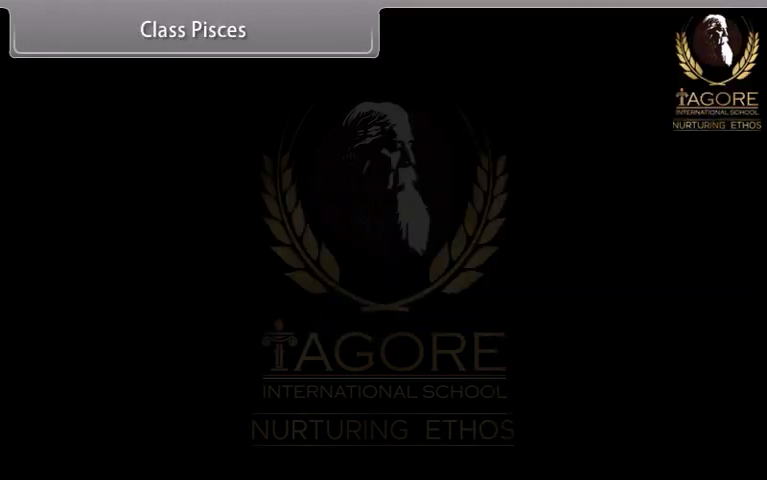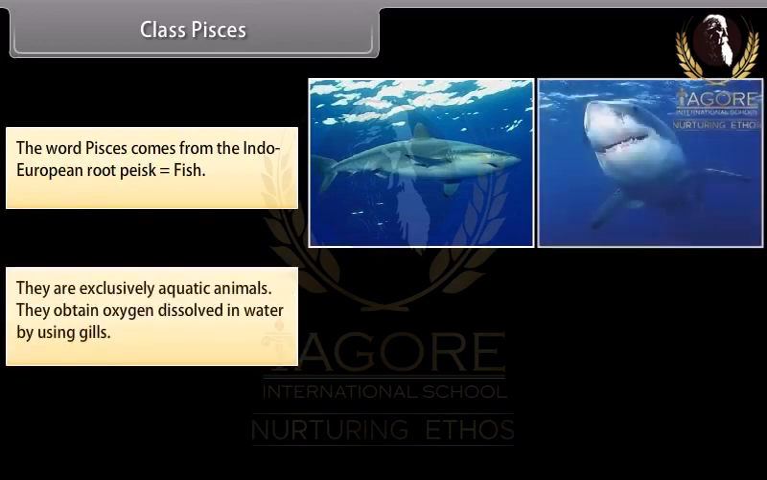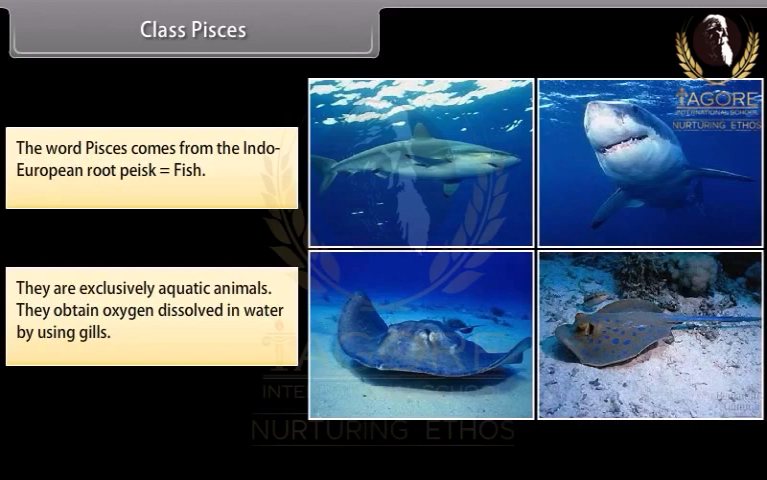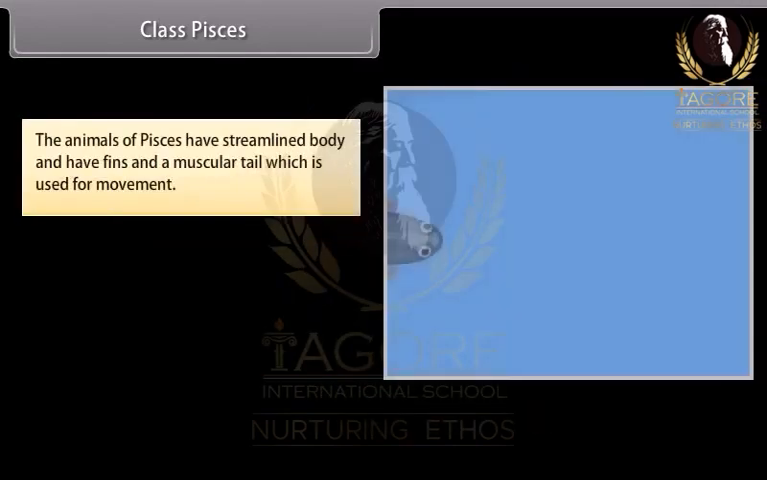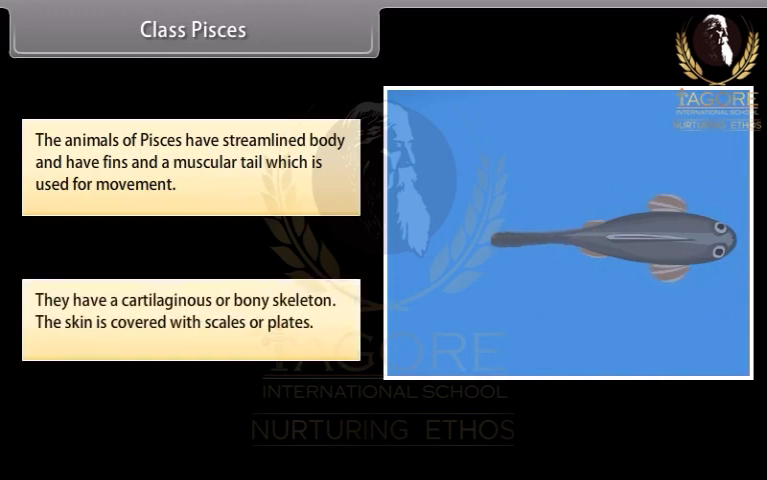Class Pisces. The word Pisces comes from the Indo-European root pesk. It means fish. They are exclusively aquatic animals. They obtain oxygen dissolved in water by using gills. The animals of Pisces have a streamlined body and have fins and a muscular tail which is used for movement. They have a cartilaginous or bony skeleton. The skin is covered with scales or plates.